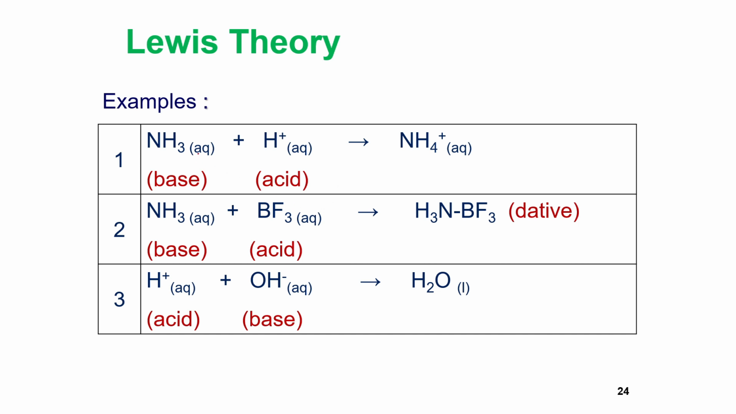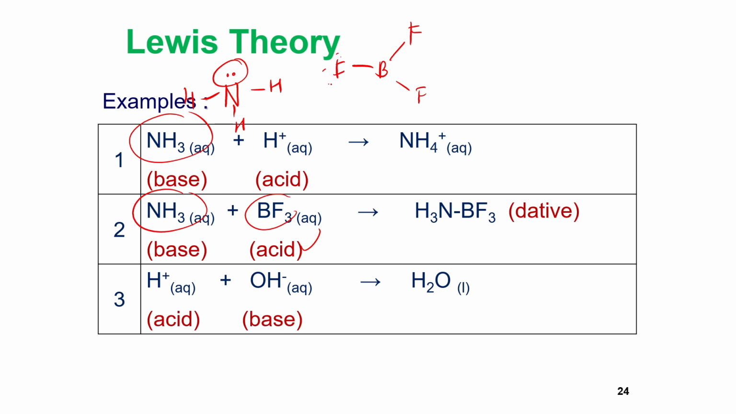Okay, so yang ni according to Lewis theory, NH3 ialah base. Okay, because NH3 ni ada satu lone pair, dia ada extra electron, jadi dia boleh donate this extra electron, jadi dia ialah base. So BF3 kenapa dia ialah acid? Because dia ialah incomplete octet, kurang daripada 8. So dia tends untuk terima lagi elektron supaya dia jadi octet. So dia ialah acid, Lewis acid. So H plus ialah Lewis acid sebab dia positive ion. OH minus ialah Lewis base sebab dia negative charge.